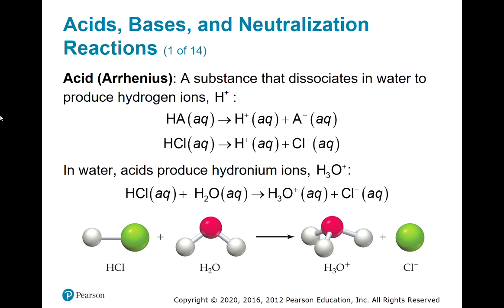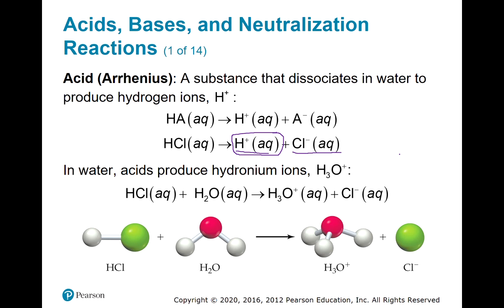So an acid is a substance that dissociates in water, either completely if it's a strong acid or partially if it's a weak acid, to produce hydrogen cations, H plus ions. So in general, this would be HA, where A is a generic anion, in aqueous solution, splitting apart into H plus and whatever the anion is. So for instance, with a really common acid like hydrochloric acid, HCl, that's a strong acid, so it dissociates completely. And that will split apart into H plus and Cl minus chloride ions. And it's the H plus portion of this that makes it an acid.